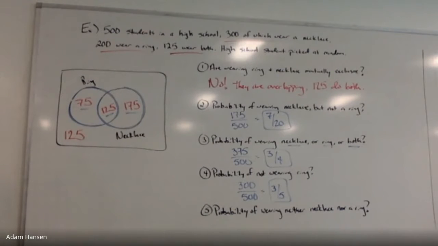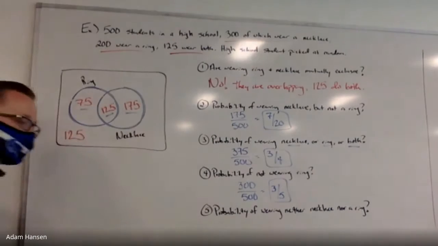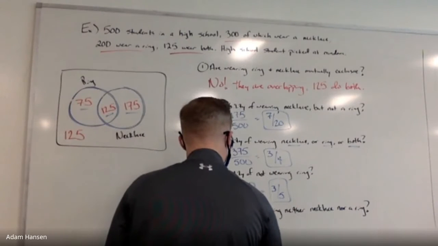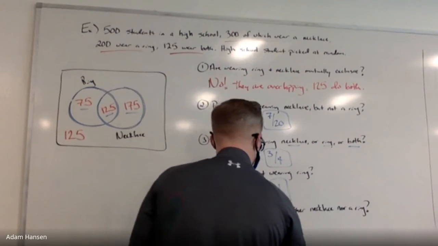Wearing neither a necklace nor a ring. How many, Emma? Neither necklace nor ring. Nothing, right? Don't wear a necklace, don't wear a ring, they don't wear any jewelry. That's the 125 here. Yep.